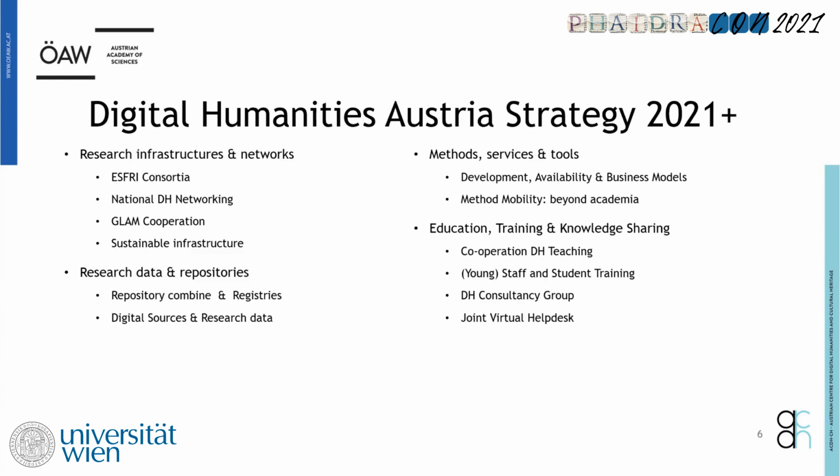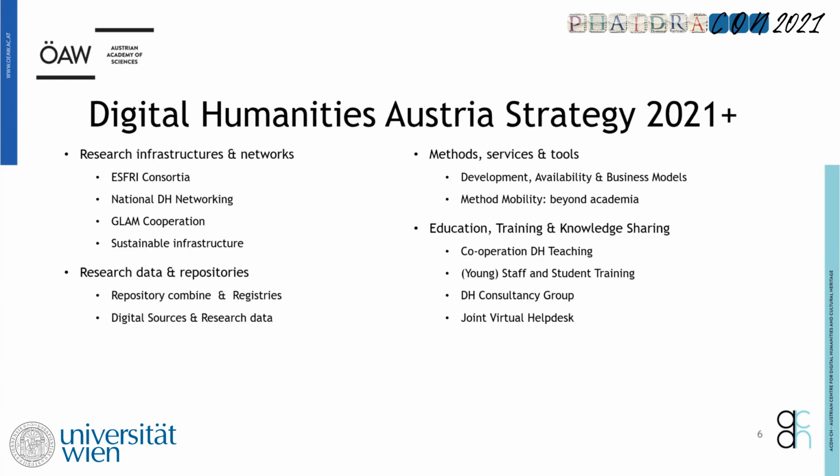So the DHA or CLARIAH-AT has been working along the strategy for digital humanities, devised in 2014-15. The publication was, I think, 2015. And with this strategy we got quite a long way, I would say, but some things we obviously did not solve. And in 2021, this year, we have created an update of this strategy.